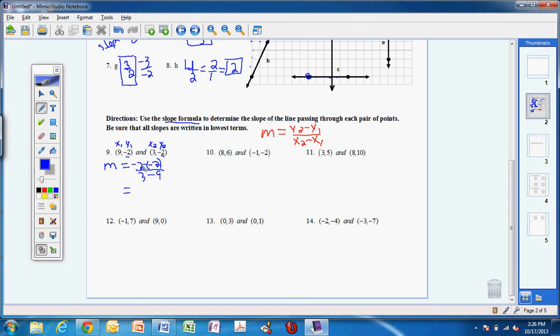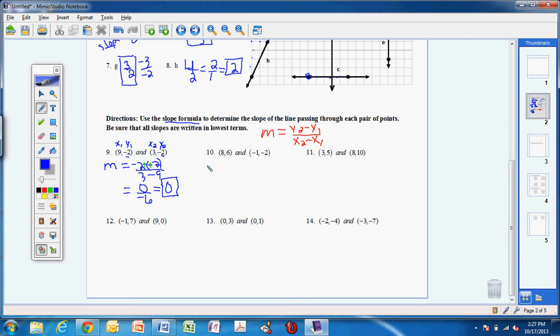So again, simplifying even more, a negative 2 minus a negative 2, well, that's really the same thing. Those actually cancel out and they become addition. So a negative 2 plus 2, that's going to be 0. And then 3 minus 9, that's going to be negative 6. So in this case, when I have a 0 in the numerator, that's completely fine. That's just going to reduce to 0, because 0 divided by any number is just 0. So the slope between these 2 points is 0.